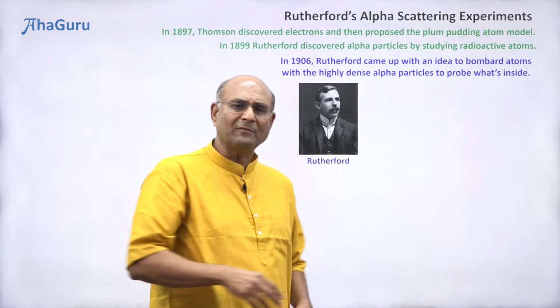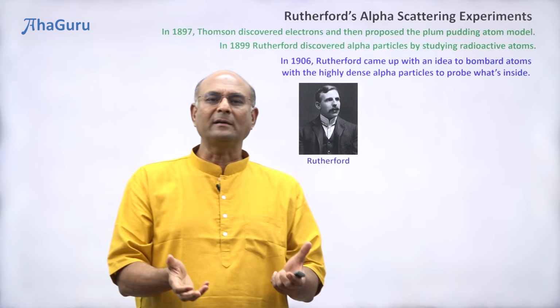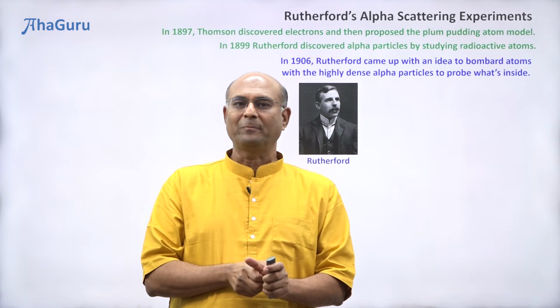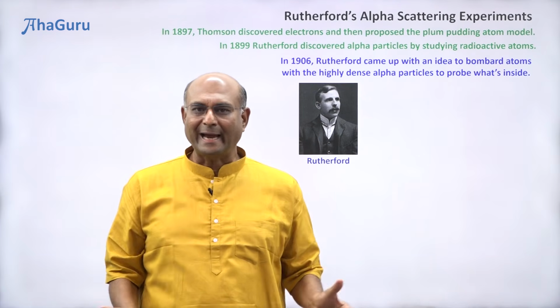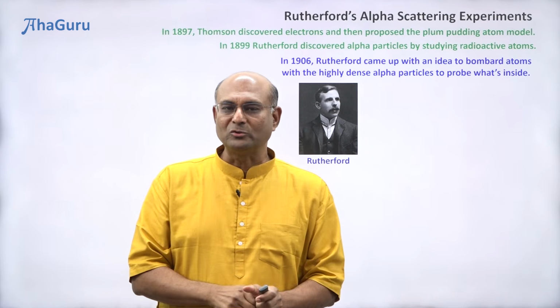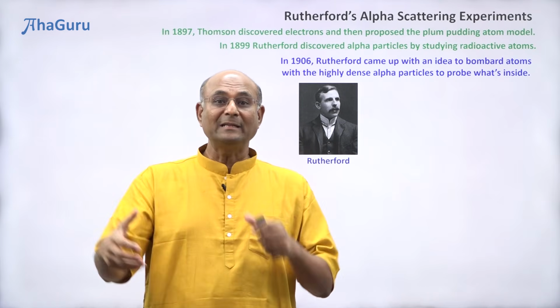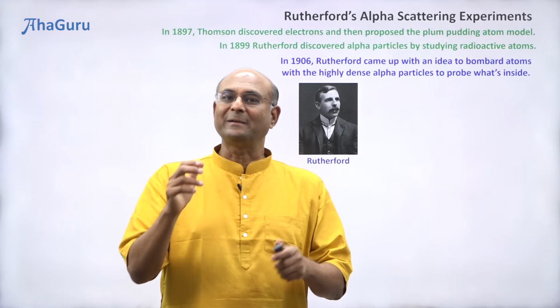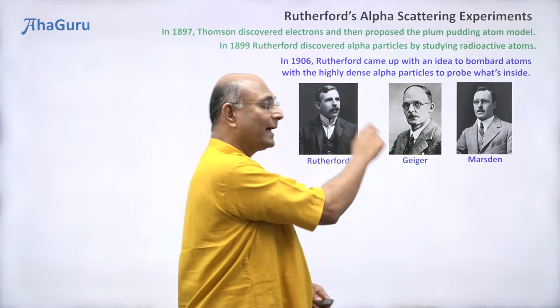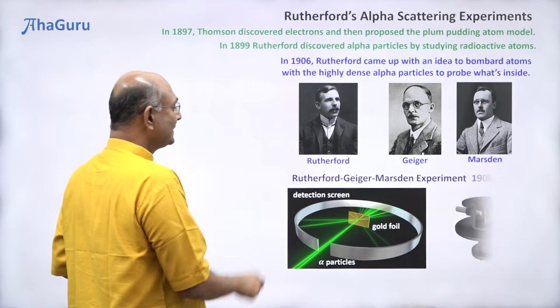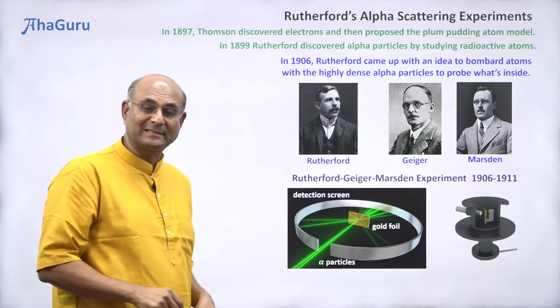So he did a bunch of experiments, but these turned out to be very inconclusive initially, because he found that some of the alpha particles were going through, and some of them were getting scattered. He was not able to come to any conclusion. So he needed somebody else to help him do much more precise experiments, and he roped in two other scientists, Geiger and Marsden. Together they came up with the Rutherford-Geiger-Marsden experiment.